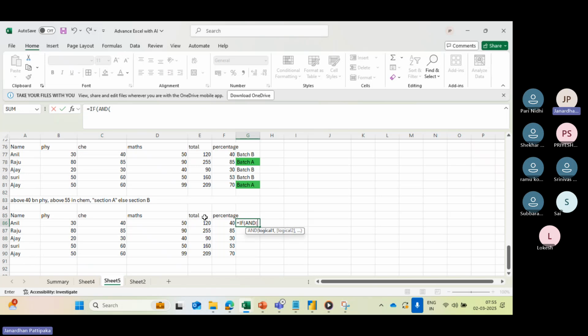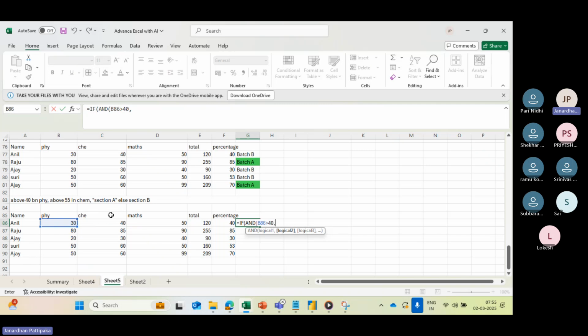Now you can mention above 50, above 40 in physics, right? So where are the marks over here? This is the physics mark. Above 40 means it is greater than 40. This is one logical test. And after the logical test, put the comma.